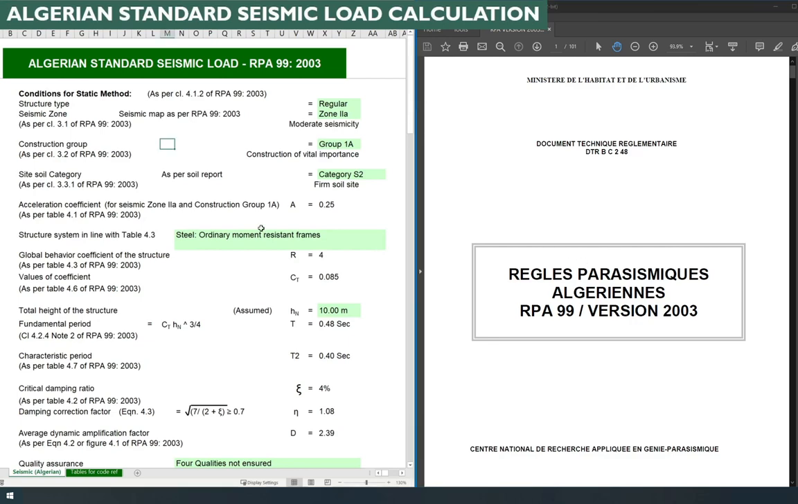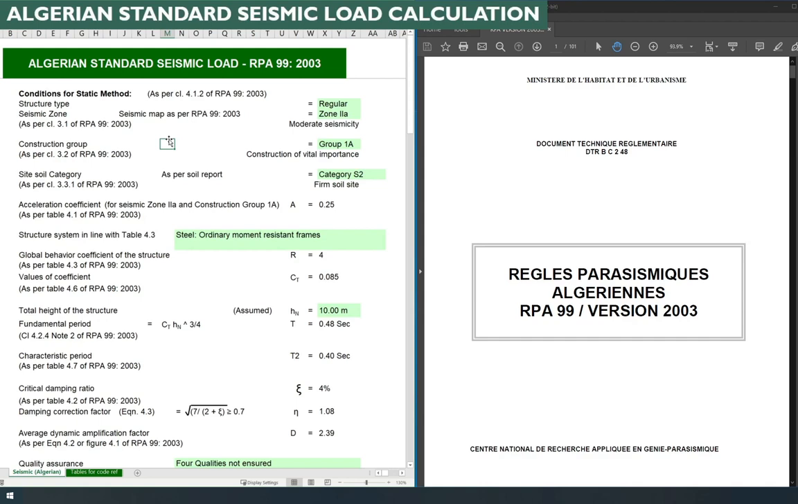On the left hand side, you can see an Excel calculation which is developed to demonstrate the seismic load as per the Algerian standard. First of all, this calculation is mainly applicable for the static method. There are two methods: one is the static method, another is the dynamic method. The dynamic method requires software and other tools, but we can go with the Excel calculation for the static method. So that's why the static method is selected here.